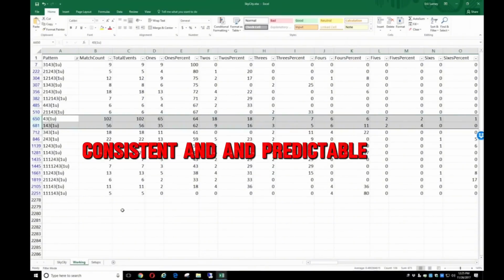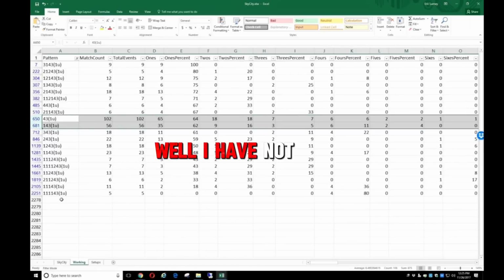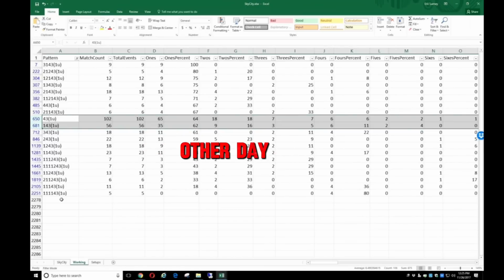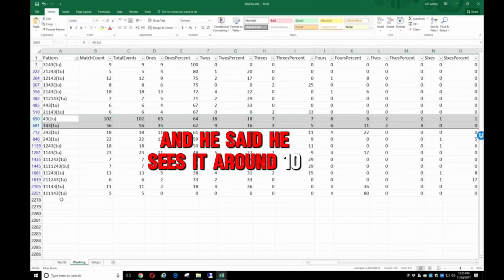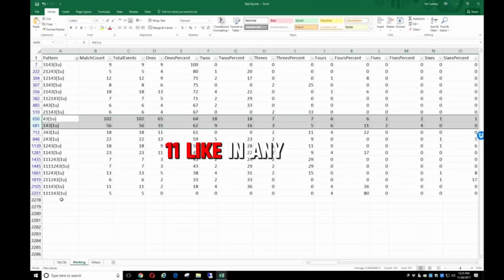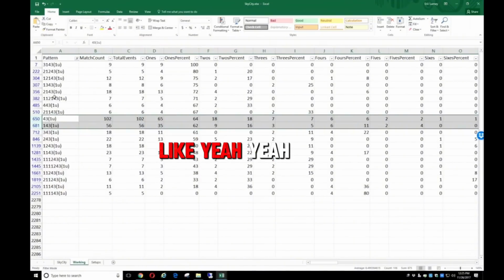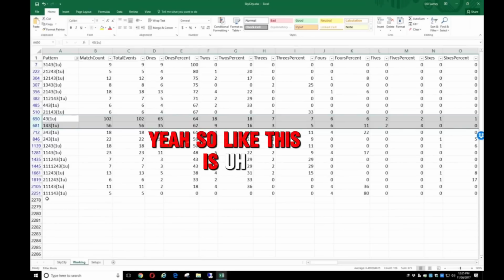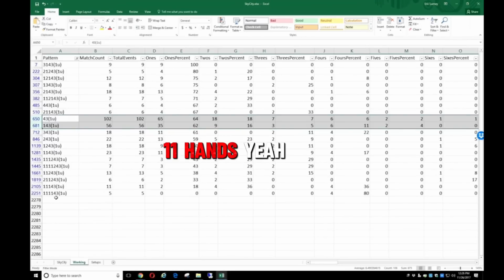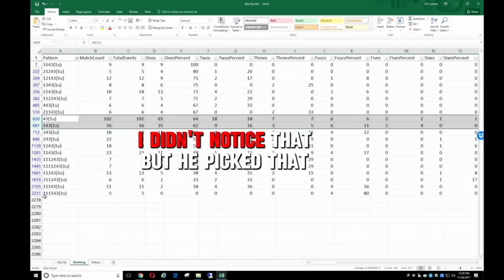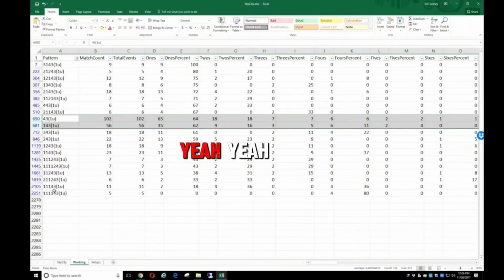Well, I have not, but let's give Pando some credit. He sent me an email the other day, and he said he sees it around 10 or 11 events, in any combination. So this 4-3, that'd be 7, 8, 9, 10, 11 hands. And this would be 10 hands. I didn't notice that, but he picked that out of there. Yeah, that's why I mentioned it.